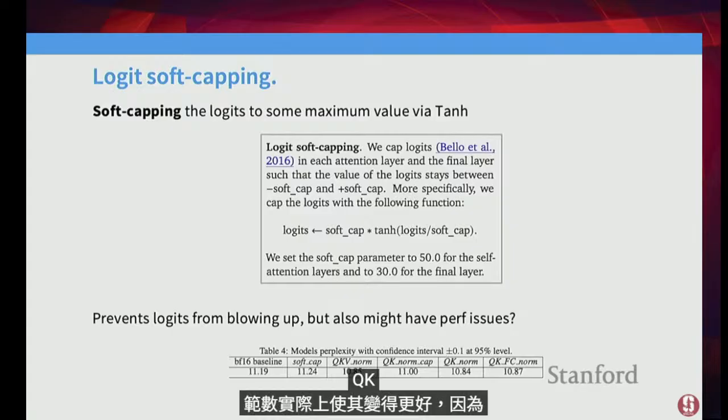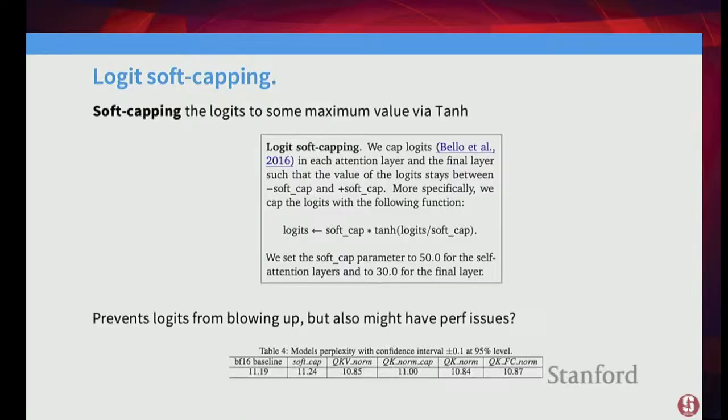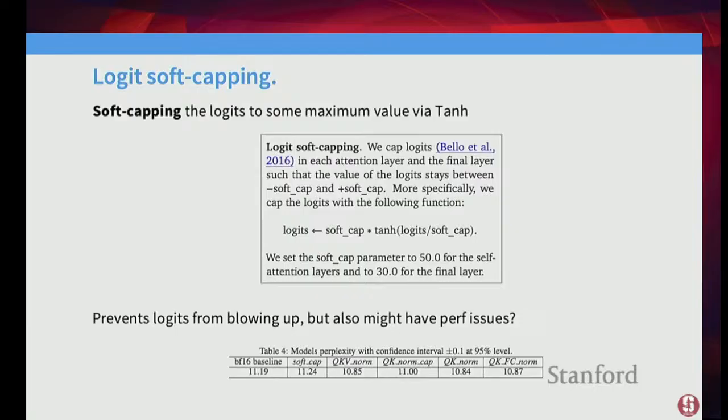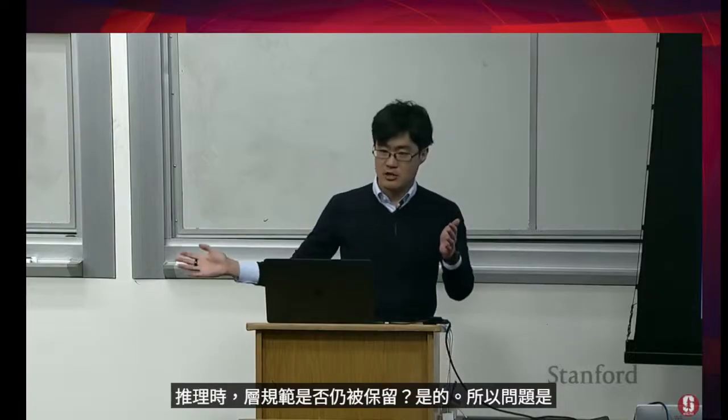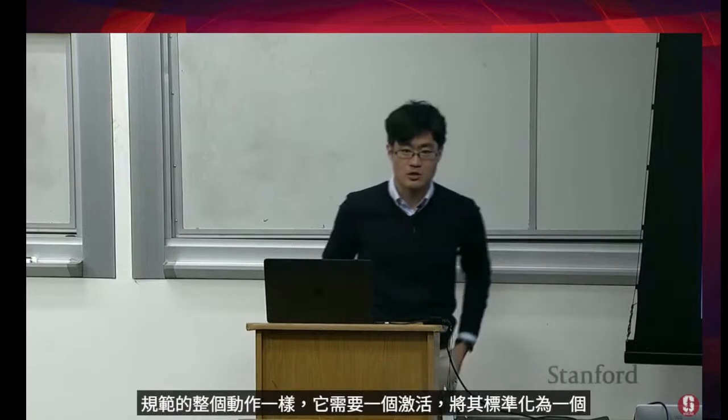Yes? So for the QK norm, I understand that during training you will have the layer norm being applied. At inference time, is the layer norm still being kept? Yes. So the question was, at inference time, do you still use the norm? And the answer is yes, because the layer norm has learned parameters. The whole action of the layer norm is it takes an activation, normalizes it to unit, and then scales it to some size. If you take that out, that's a huge change to the model. It will have no idea what to do with those unnormalized activations.